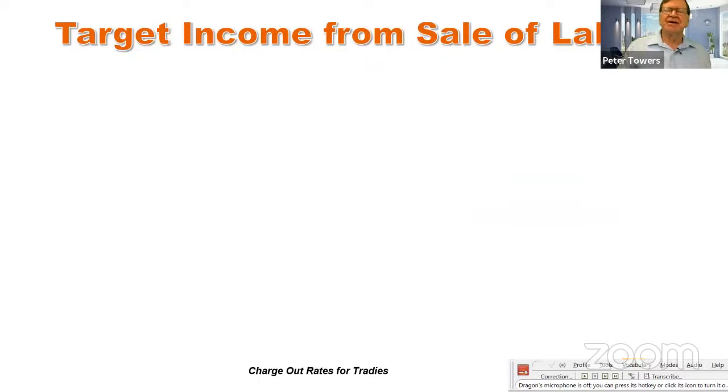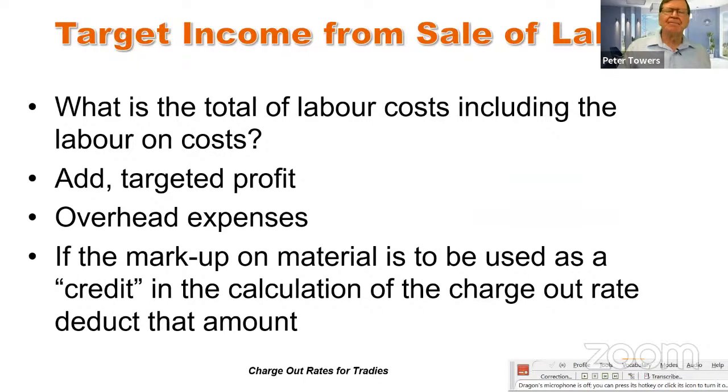So then we get to determining the targeted income from the sale of labour. What is the total of the labour costs, including the labour on costs? What's the targeted profit? I think we established before $40,000. So the total of the labour costs may in fact be $1 million. The on cost might be running at $150,000, and we say the profit is $40,000. So at that stage, we're building up to $1,190,000.